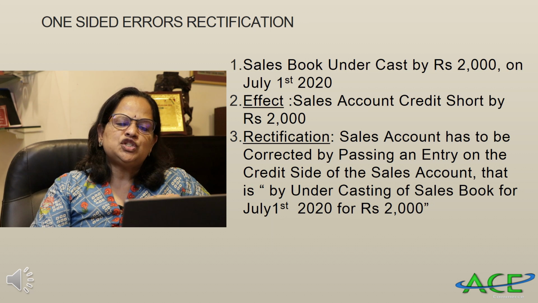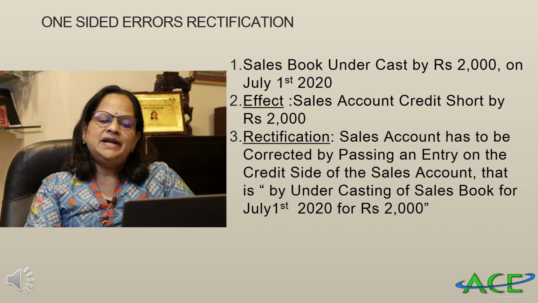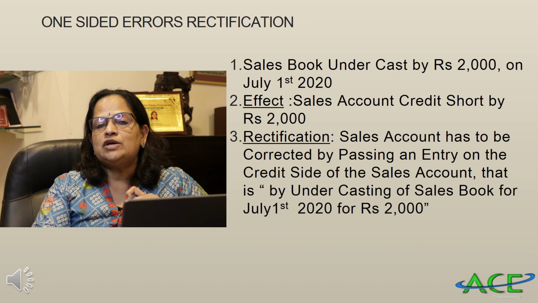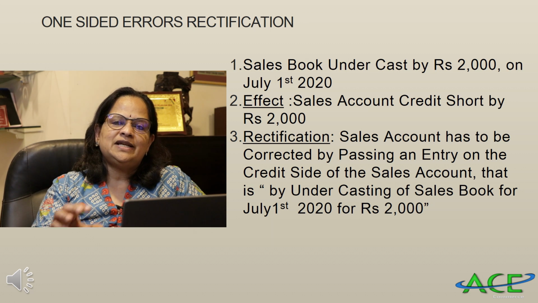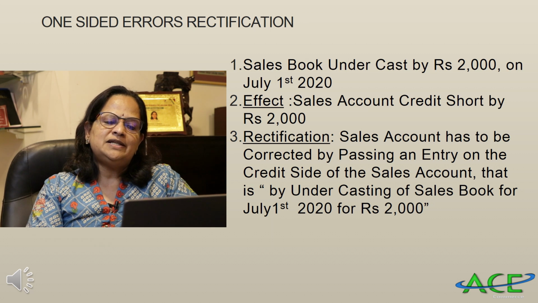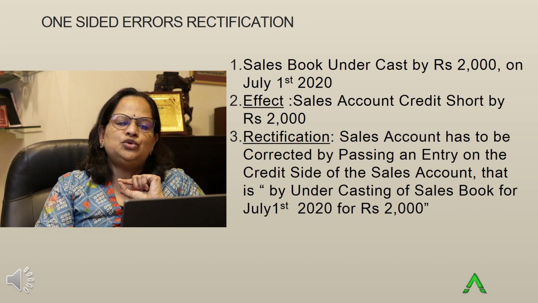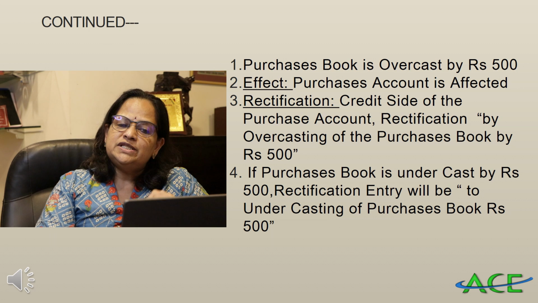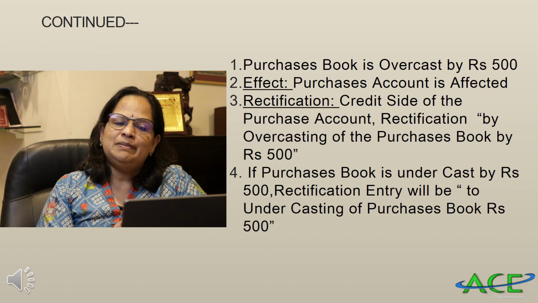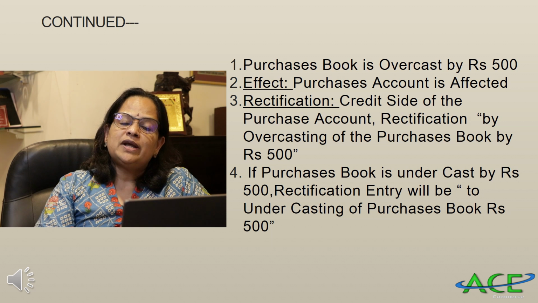The sales account has to be corrected by passing an entry on the credit side of the sales account, that is, by undercasting of sales book for July 1st 2020 for rupees 2000. We are writing on the credit side that it is undercast by 2000. We are not writing a journal entry. We are just writing that it is undercasting of the sales book on this date by 2000 rupees. Now, if the purchase book is overcast by 500, you know that purchases is a debit account. So the effect will be that the purchases account is affected; it is overcast by 500.